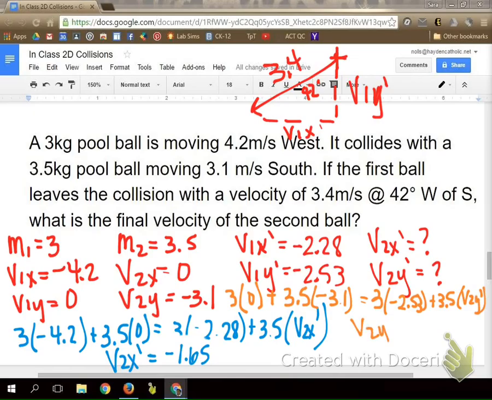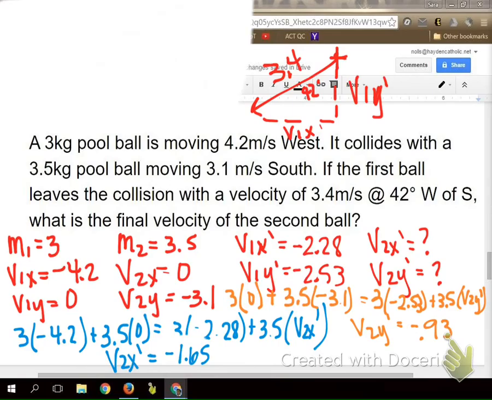Okay. And what do we get for V sub 2 Y prime? Not quite. Not quite? Okay. I think, Cole, you told me -0.9 something? 0.93. Okay, we'll see if we can get that now. Okay, so make sure we've got negatives plugged in. Make sure you've got everything to come out at -0.93. Okay, so V sub 2x we said was -1.65, which goes west. Y was -0.93. Okay, so we want to find our final velocity here, which includes both magnitude and direction.